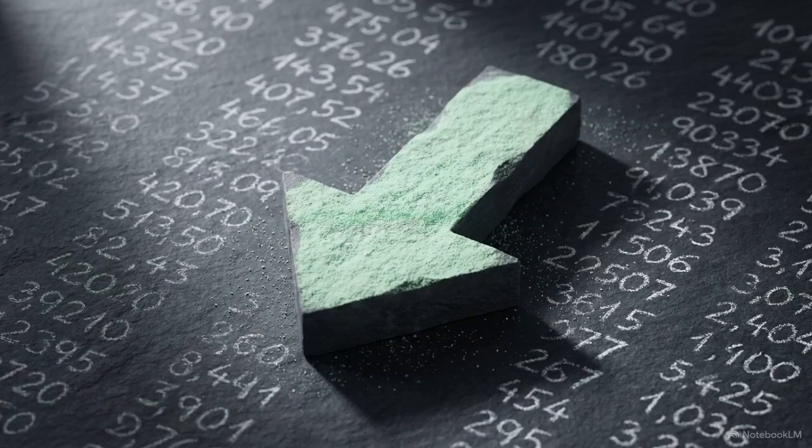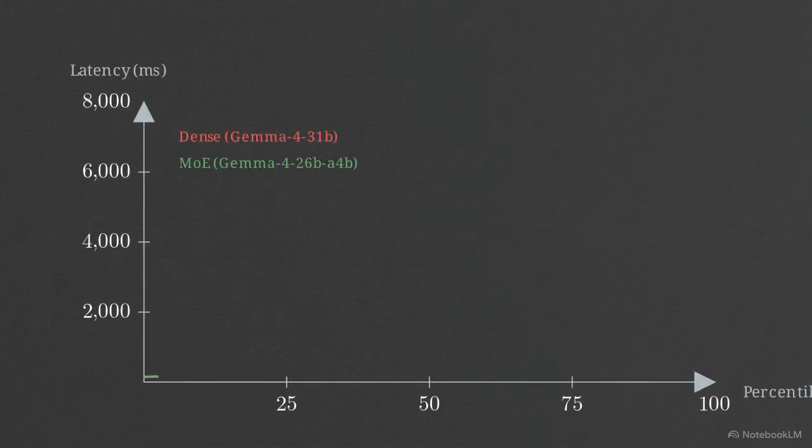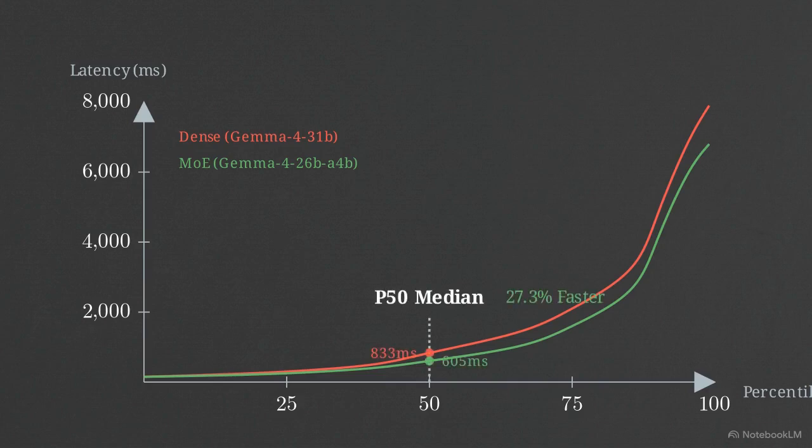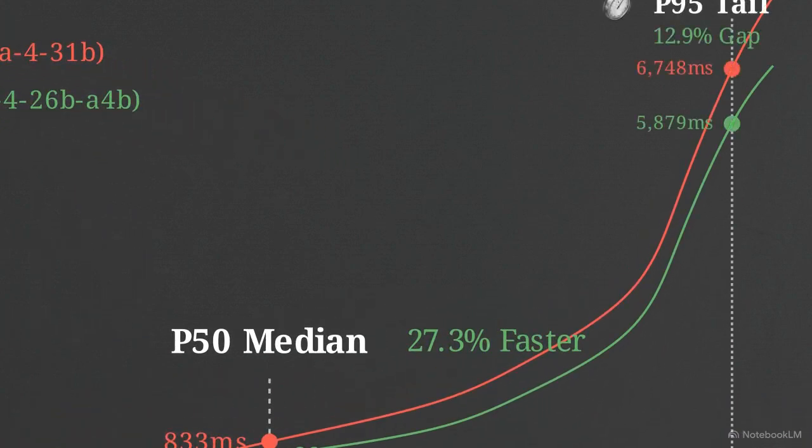Looking at the billing data, the MoE model dropped the total cost by exactly 20%. Active parameters per token drop significantly. The routing system leaves most of the network dormant, using a fraction of the power. Latency distribution shows a 27.3% faster P50 median load. Even at the P95 tail under heavy traffic, MoE remains faster.